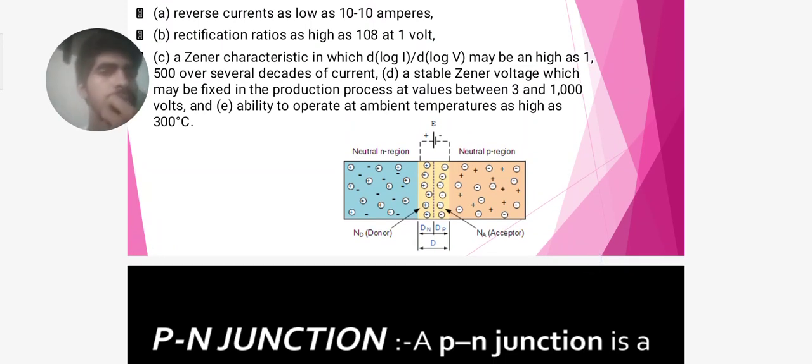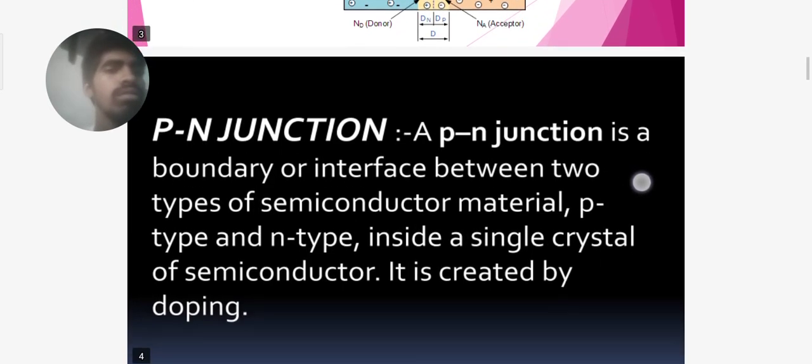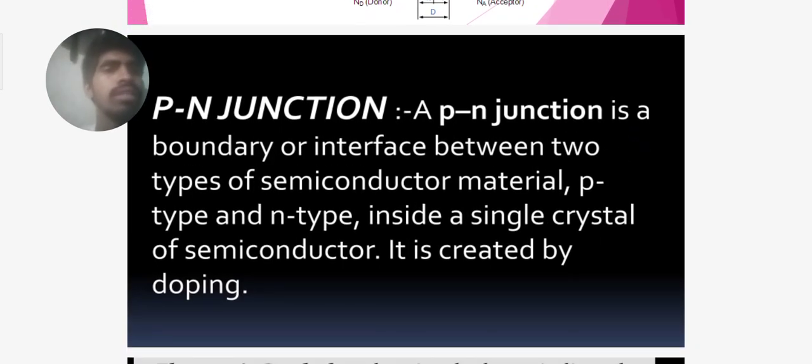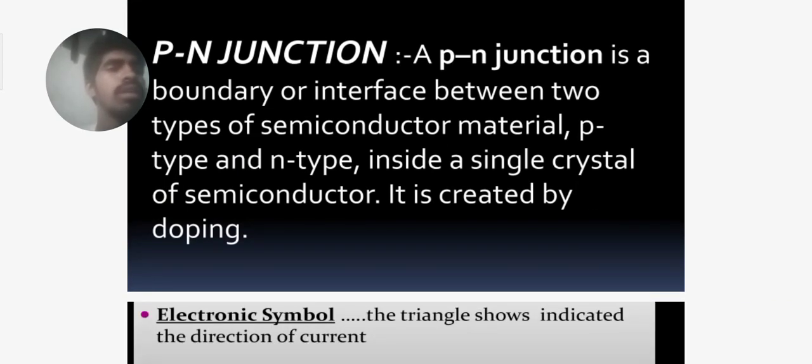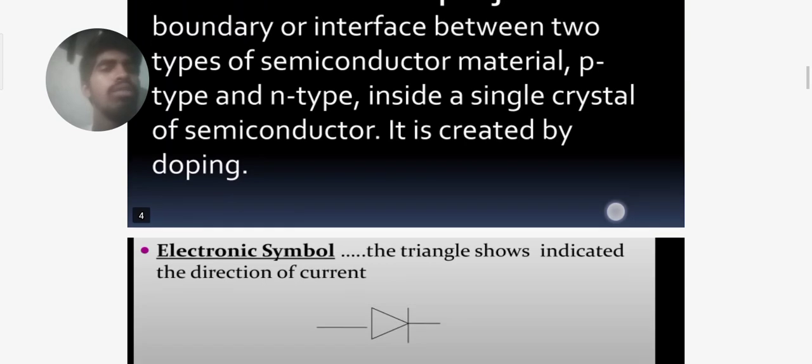I have mentioned a diagram here, where we can observe the donor ion and acceptor ion in the p-n junction diode. So what is meant by p-n junction? A p-n junction is a boundary or interface between two types of semiconductor materials, p-type and n-type, inside a single crystal of semiconductor. It is created by doping.